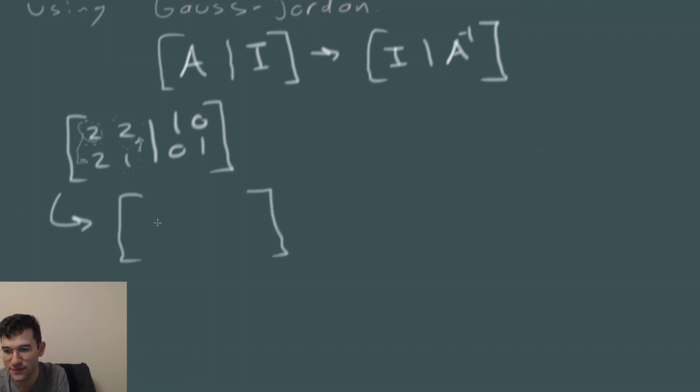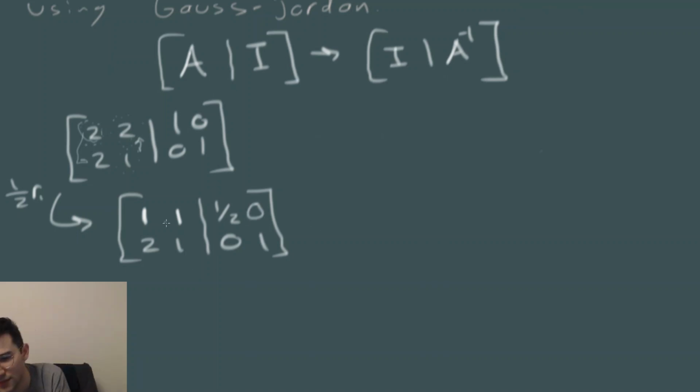All right, so let's write down what we're doing. We're going to take 1/2 row 1. So let's write the row that doesn't change: 2, 1, augment line, 0, 1. The first row is going to change. So 1/2, 2 times 1/2 is 1. 1 times 1/2 is 1/2. 0 times 1/2 is 0. All right, we got a 1 here.